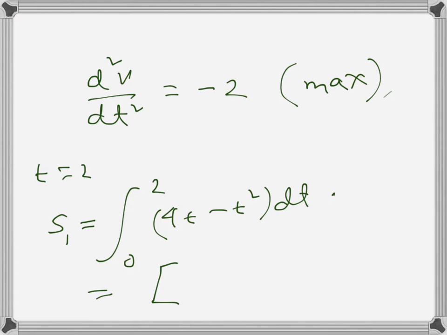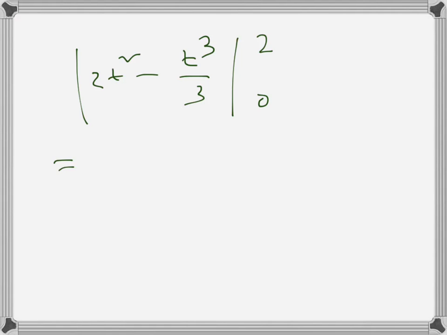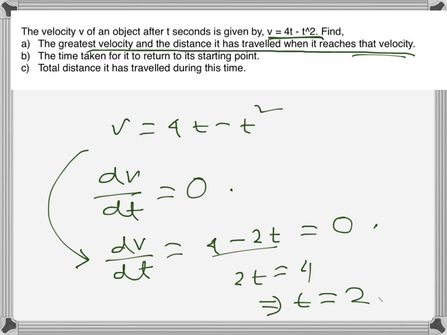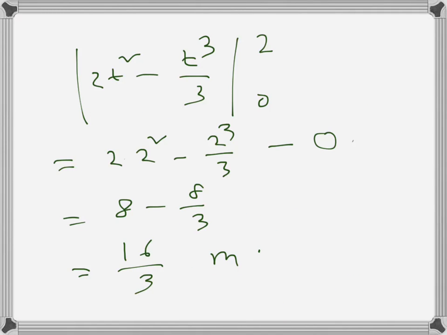So that will become 4t²/2 - t³/3, from 0 to 2. That is basically 2t² - t³/3 from 0 to 2. So 2 × 2² - 2³/3, and the lower limit part will become 0 anyway, so that's 8 - 8/3, so that's 16/3 meters. The unit is not given, so we can say meter or feet, whatever.